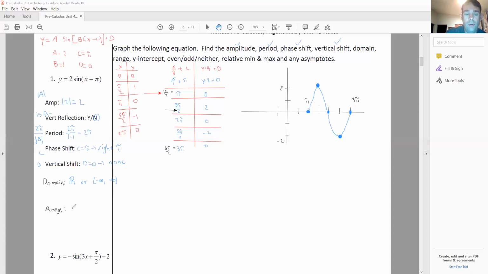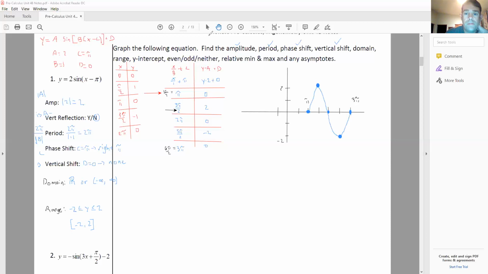My range, I went from -2 to all the way up to +2. So you can write it as inequality. I actually prefer that you write it with brackets and parentheses. So this one would be both brackets, from -2 to +2. I prefer that. It's just easier to read. But whatever works for you, friends. All right, let's see here.